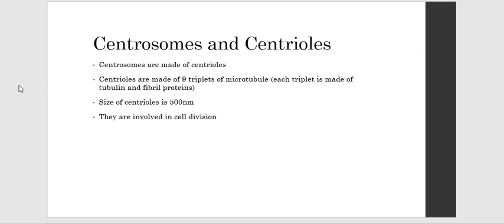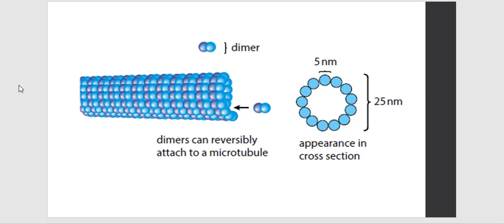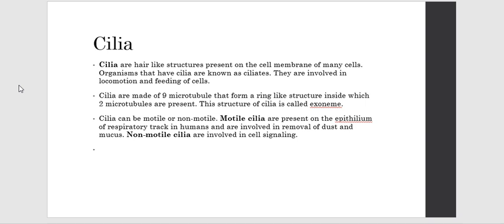Centrosomes and centrioles. They are involved in the process of division, that is mitosis. Centrosomes are made up of centrioles. Centrioles are 9 triplets of microtubules. Their size is 500 nanometers, and they are involved in cell division. Here we can see the structure of a typical microtubule, centriole and centrosome.